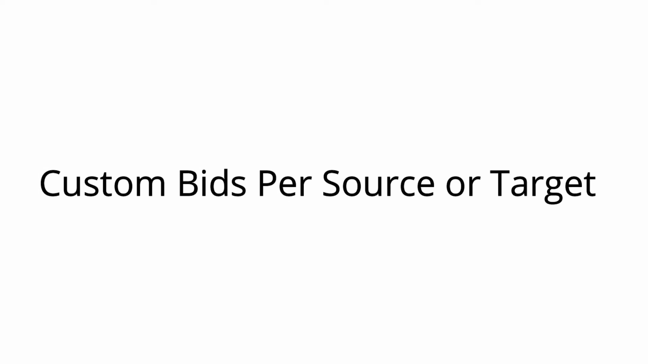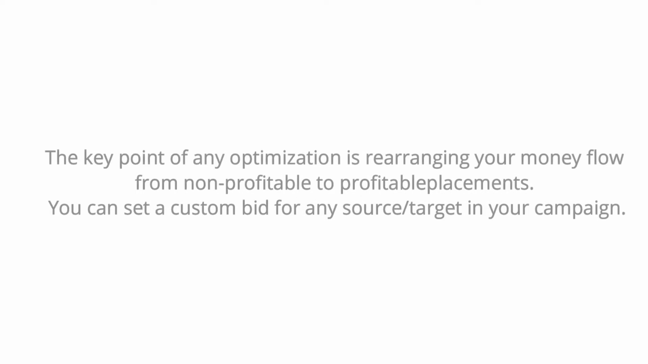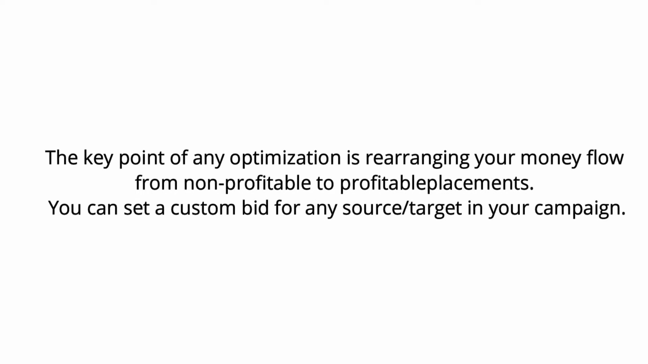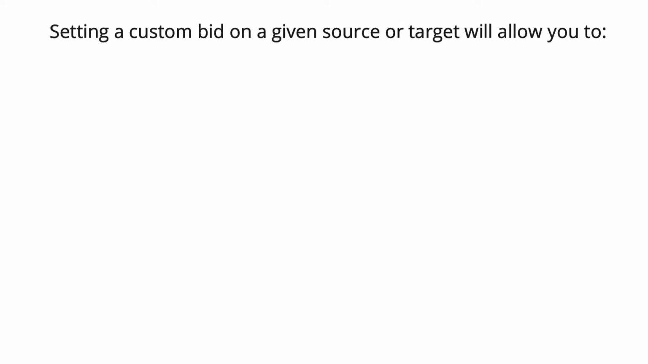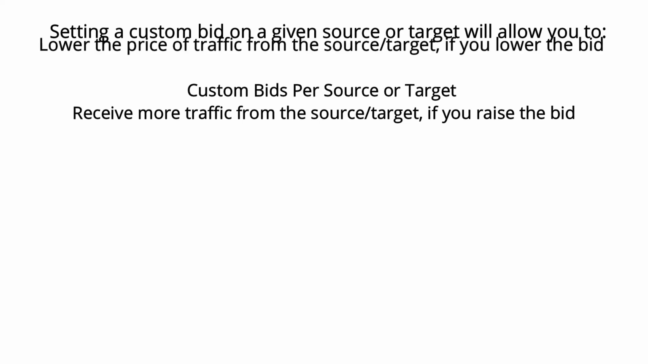Now next, let's talk about custom bids per source or target. The key point of any optimization is rearranging your money flow from non-profitable to profitable placements. You can set a custom bid for any source or target in your campaign. Setting a custom bid on a given source or target will allow you to receive more traffic from the source or target if you raise the bid. It'll lower the price of traffic from the source or target if you lower the bid.